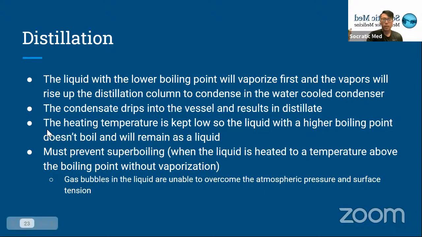So the temperature is kept low because you want to monitor the temperature, and you want to increase it slowly because the liquid with the higher boiling point, you want to ensure that it doesn't boil and remains a liquid. Because if the temperature goes up too fast, both liquids will boil at the same time, and you won't be able to distinguish the difference between the two liquids.